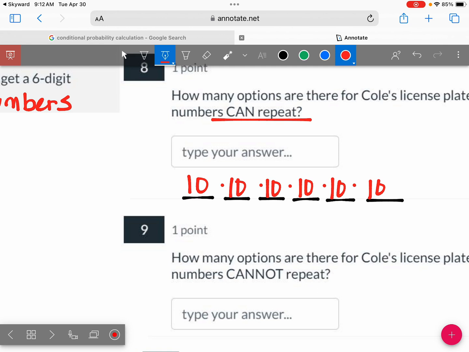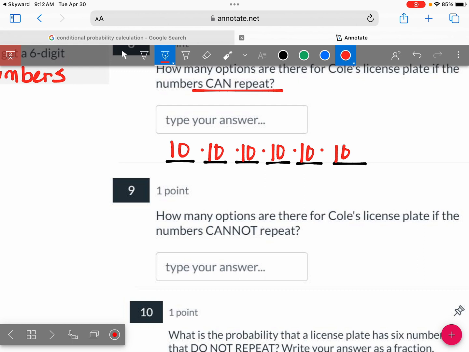Now question number 9 is a little different, because it says the numbers cannot repeat. So we're going to again put those same 6 dashes, but I can't repeat numbers. That means I have 10 choices for the first digit, but whatever digit I use for the first one, I can't use the second time. So that would be 9. And then the first 2 numbers I use, I can't use on the third, so that would be 8.